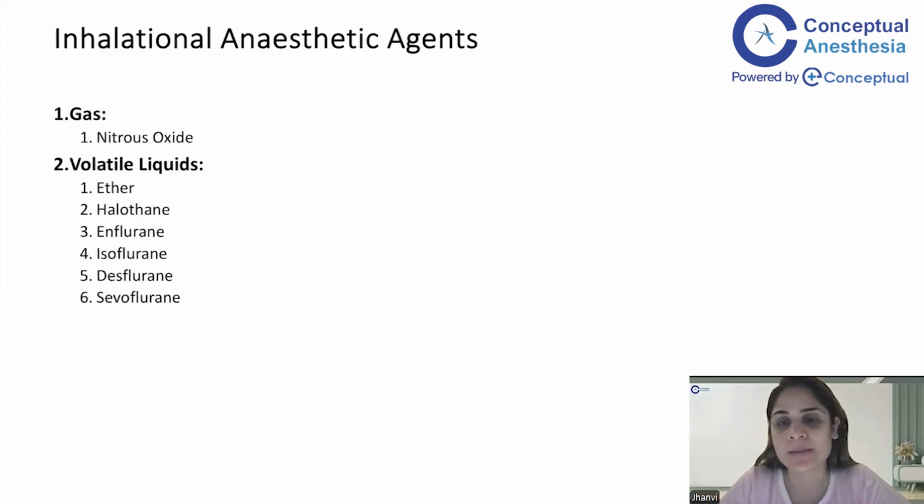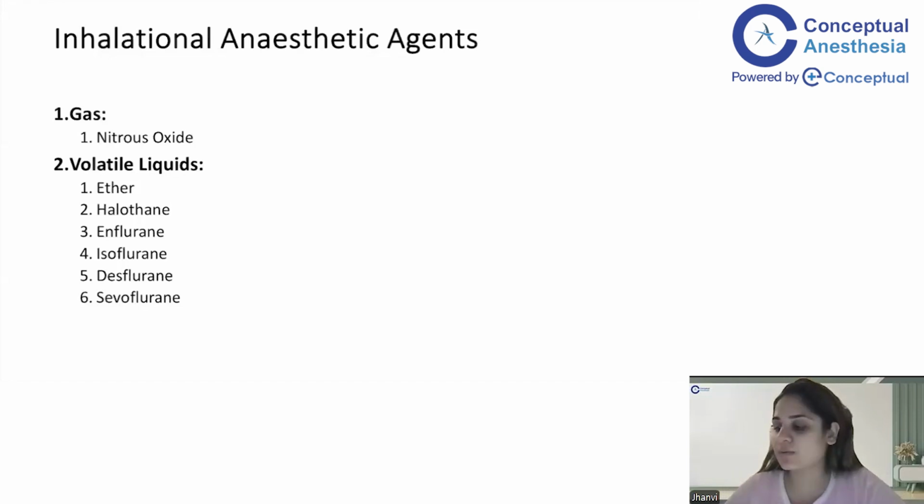Today we are going to go into the details of each and every inhalational anesthetic agent. In the first two parts, we saw a lot about the mechanism of action of inhalational anesthetic agents, how these agents work on the brain, kidney, liver, and heart, and also the factors that affect their uptake and distribution. Today we are going to go into the individual properties of each and every agent.